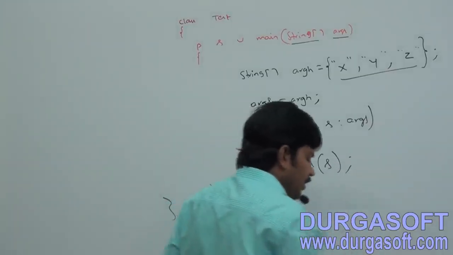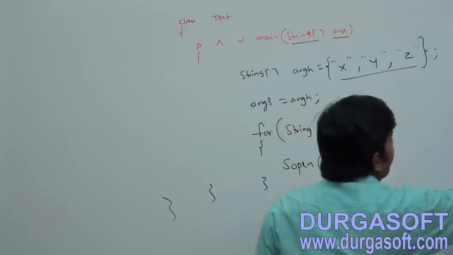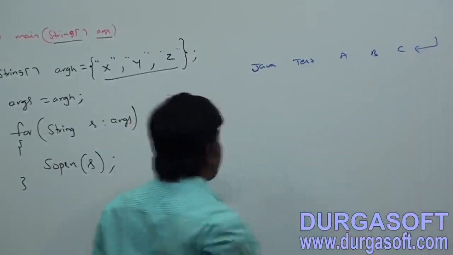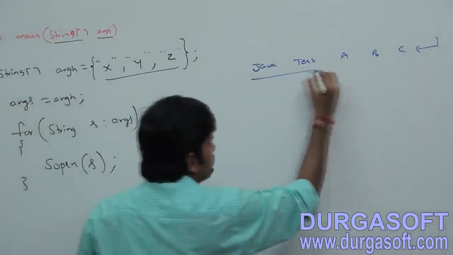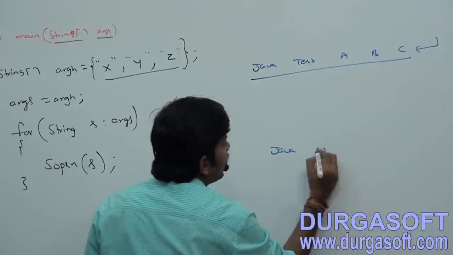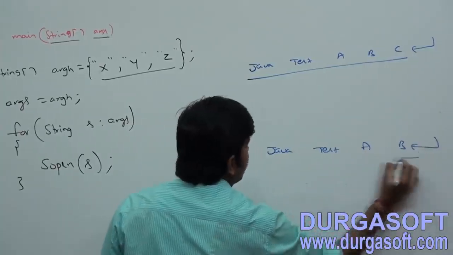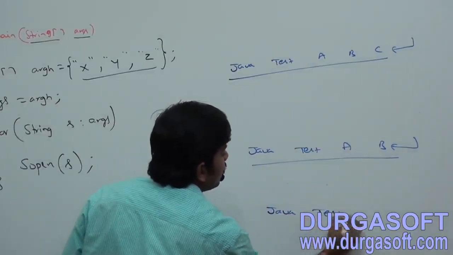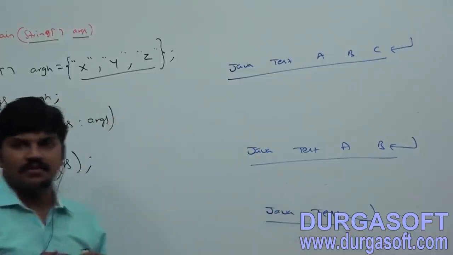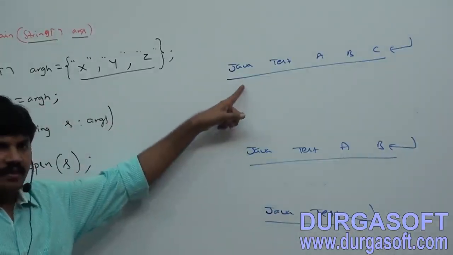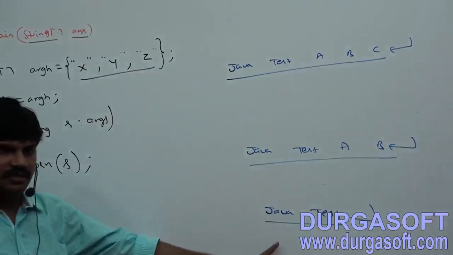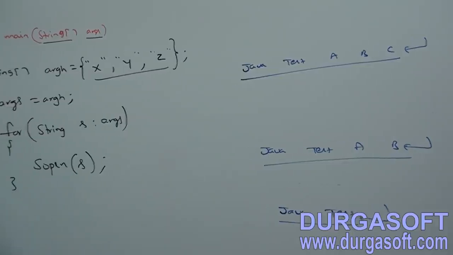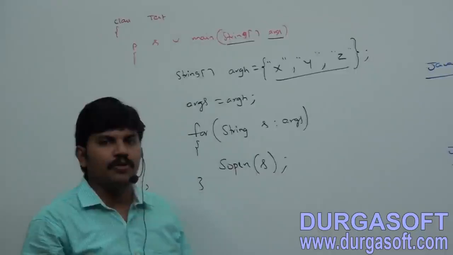If I run this code, I am taking java test ABC as my first invocation, java test AB as my second invocation, and java test as my third invocation. Can you tell what output we are going to get by default? Can you spell out the output?